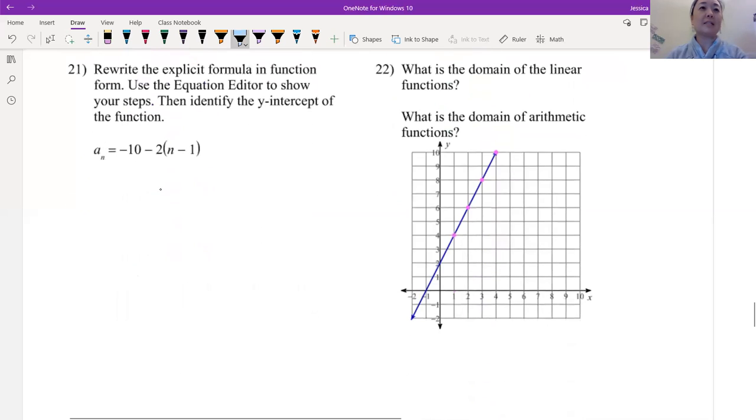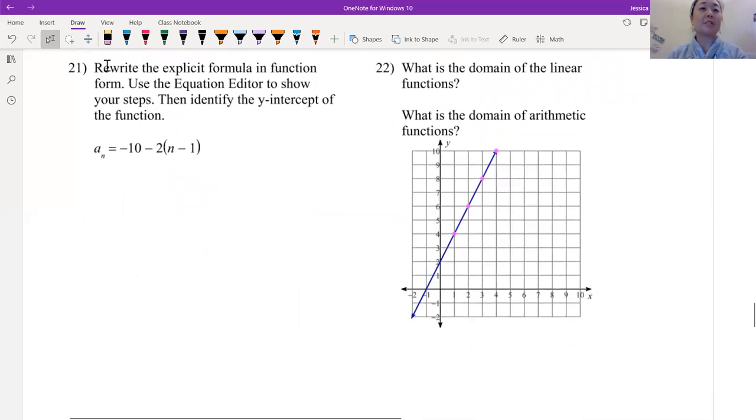Let's try this again. And I'm going to actually type it this time. So let's try typing it right here.